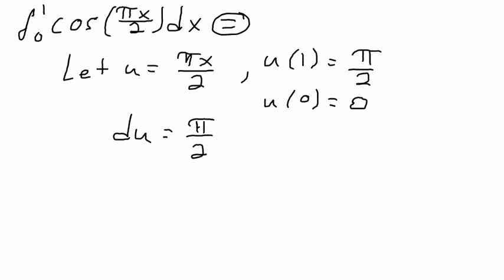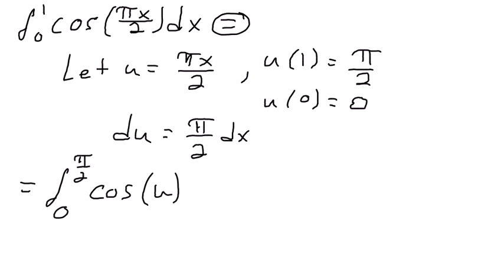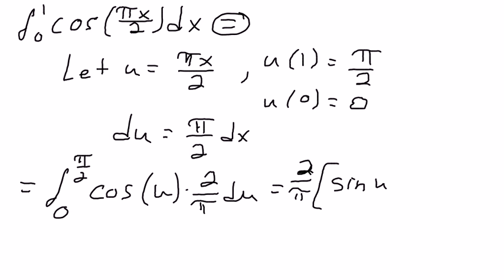Now we're going to plug this all back in. Our upper limit, as we just solved for, was pi over 2. The lower limit is 0. We're going to have cos of u times 2 over pi du. So what that gives us is 2 over pi, and the antiderivative of cos of u is sine of u, evaluating that at the upper and lower limits.